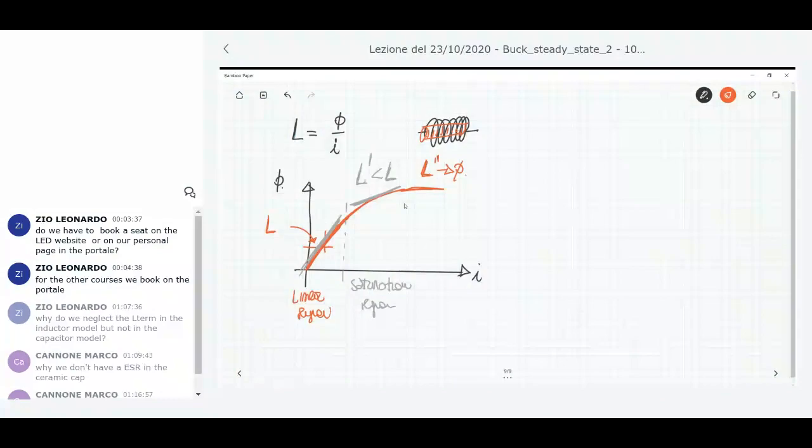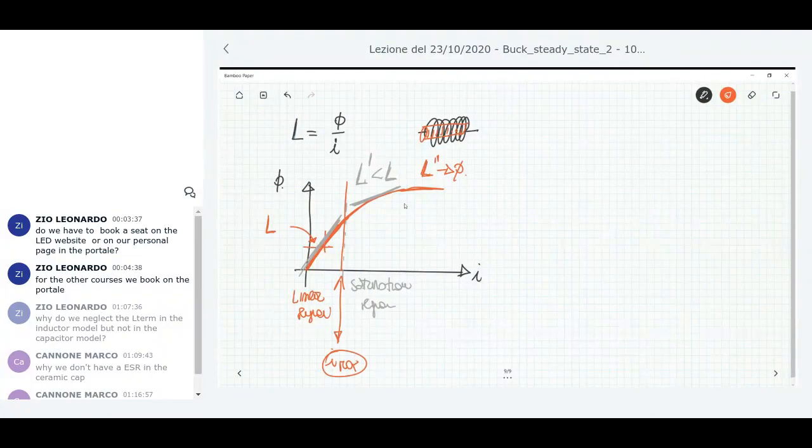For these reasons, it is quite simple to understand that you have to know the maximum current for which you remain in the linear region. So I max is important, because if you exceed I max, a current larger than that flowing in the inductance, then the inductance can become lower and eventually it becomes a short circuit. So this is a very important parameter: the maximum current flowing through the inductor.